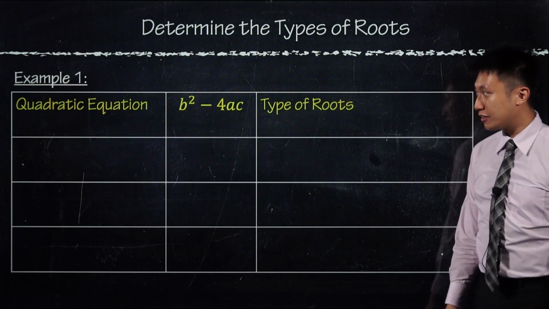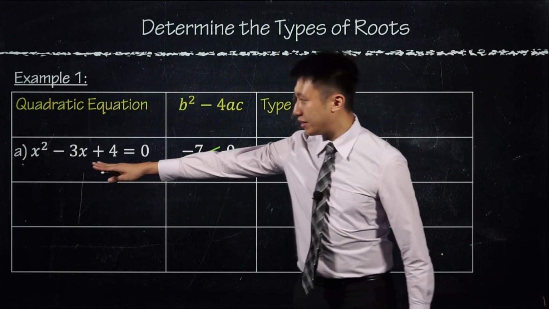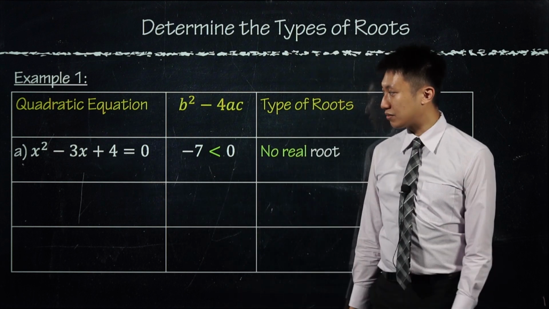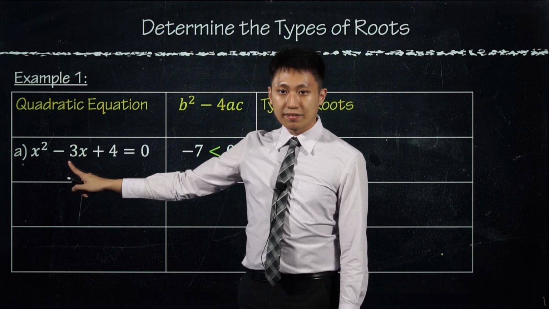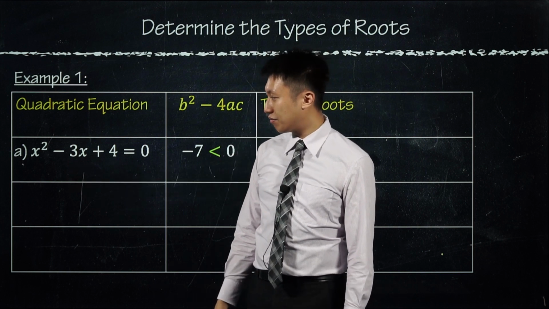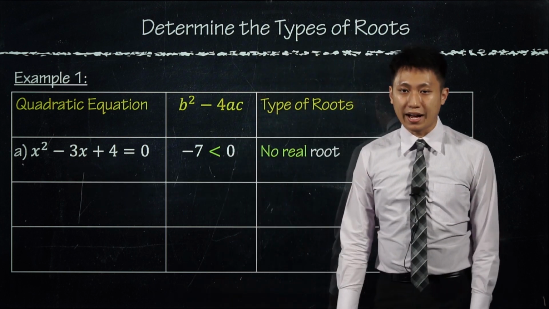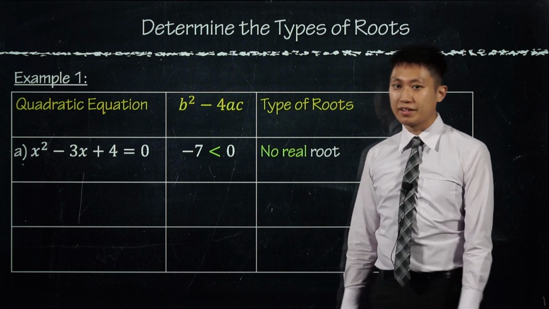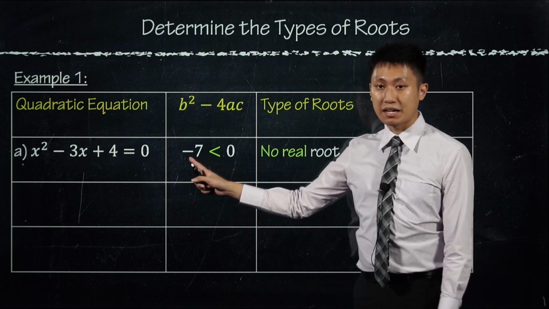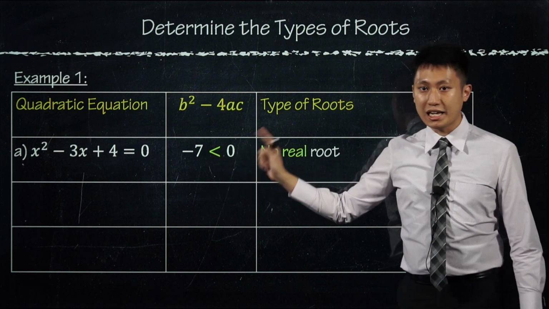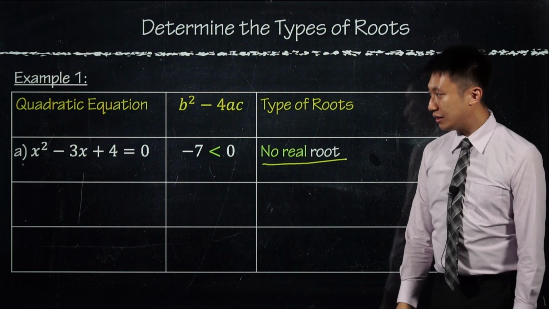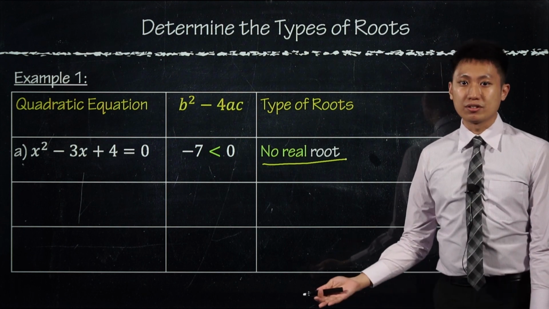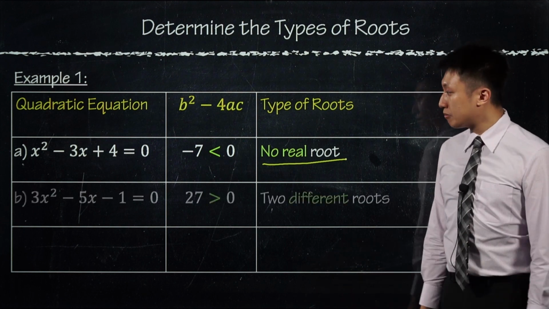So for this quadratic equation, x squared minus 3x plus 4, I think you are smart enough to get this one. 9 minus 4 times 4, 9 minus 16, you get -7. So -7 means less than 0, and less than 0 means no real roots. It means you can't have any roots that are real numbers.